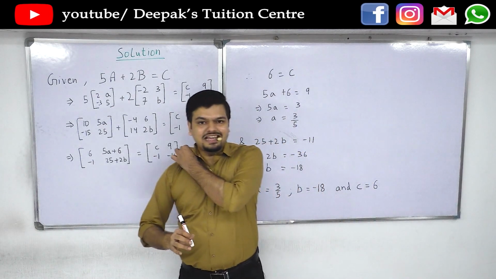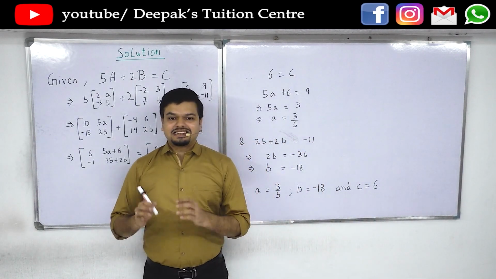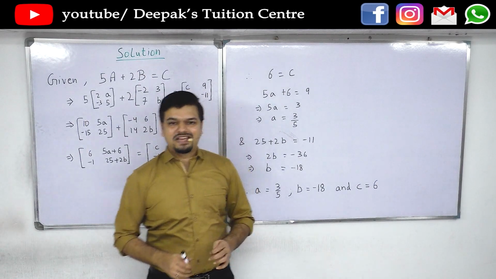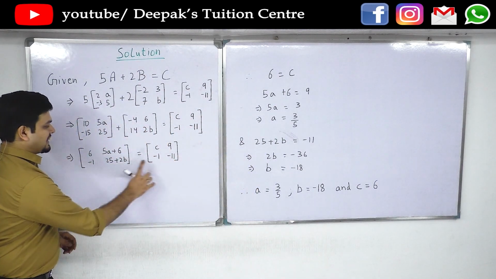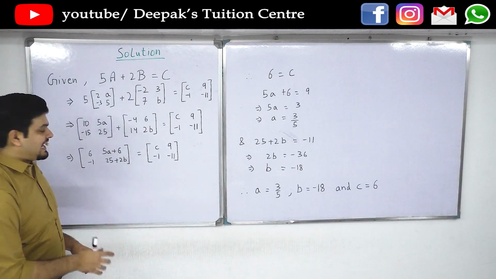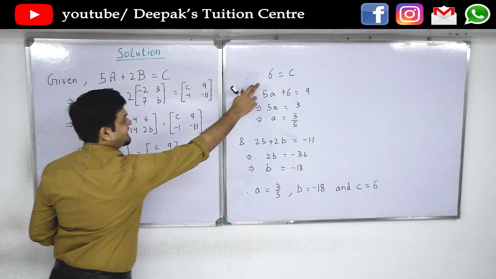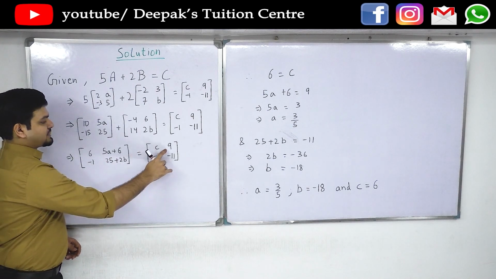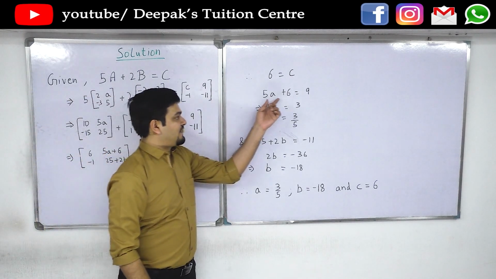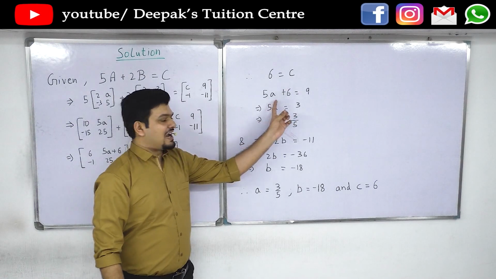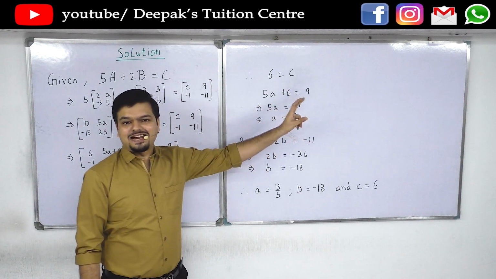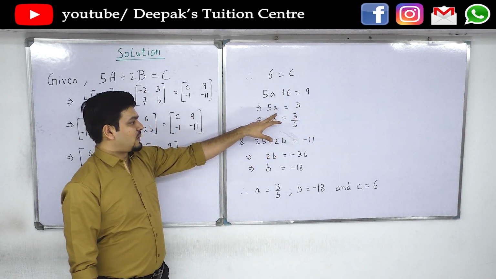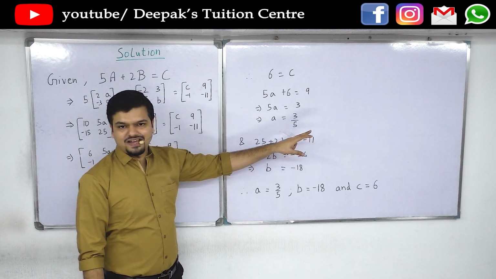Since two matrices are equal, we can simply say that their corresponding elements will be equal. As you can see, minus 1 is equal to minus 1. Similarly, 6 should equal c. So the value of c is 6. 5a plus 6 should equal 9. So if 5a plus 6 is equal to 9, while transposing 6 to that side, we get 9 minus 6, so that is 3. So a is equal to 3 by 5.